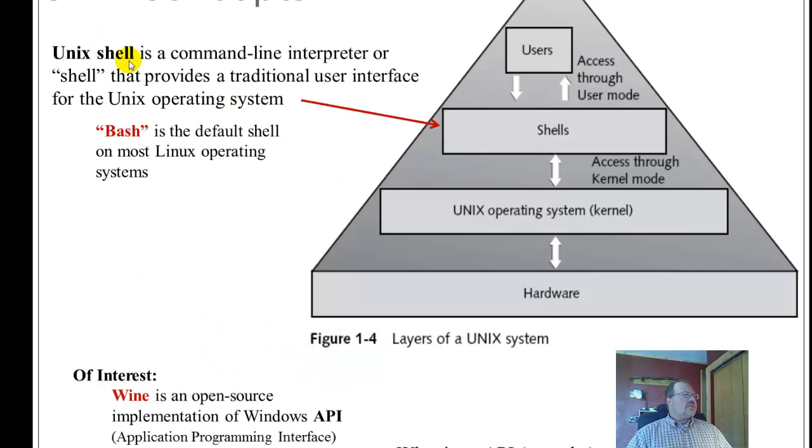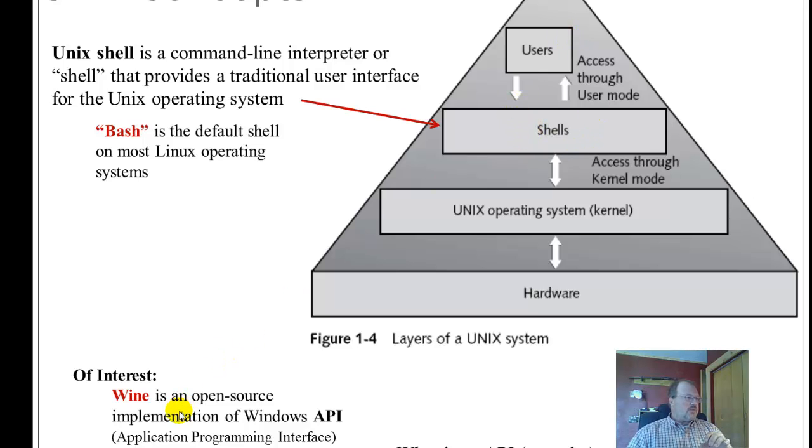Unix concepts. The Unix shell is a command line interpreter that provides a traditional user interface for the Unix operating system. What we have here is the hardware, of course, the CPU, the memory, all that. Then we have the Unix or Linux operating system. Don't confuse the specific shell with the operating system. The shell is kind of like a program that you're running within Windows. In this case, it's a command prompt that gives you a lot of power, running within the Unix or Linux operating system, and users access the operating system through that shell.